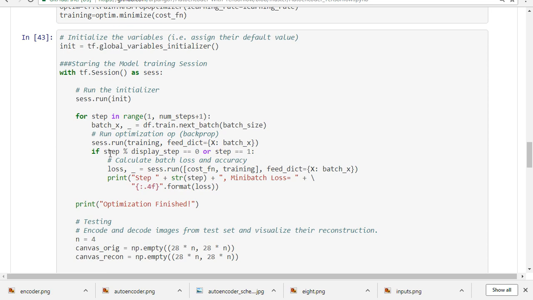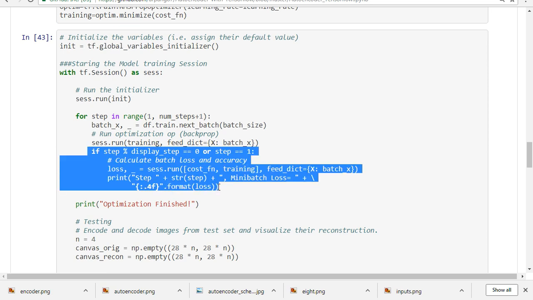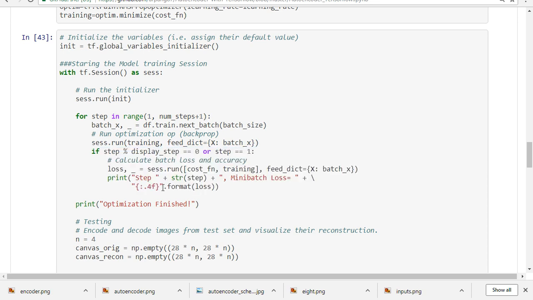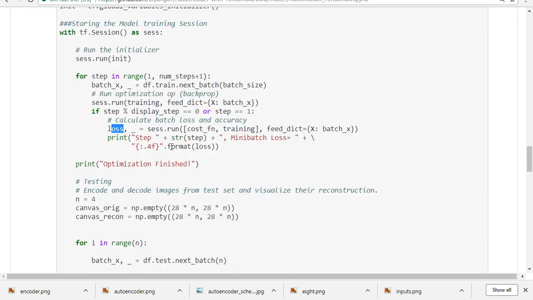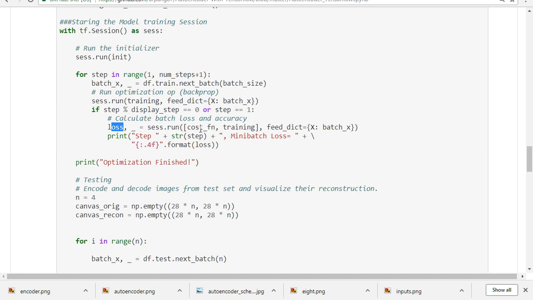And this part of code is just to display. If the step is divisible by the display step or it is 1, you will see the loss. Loss is the cost function, which you have defined here. The loss is sess.run of the cost function and training. You're feeding the dictionary, which is x. So here you are calculating the list of these two things.